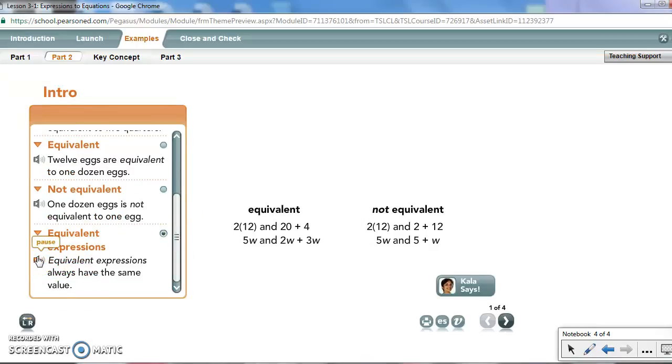Equivalent expressions always have the same value. So 2 times 12 and 20 plus 4 are both equal to 24. 5W and 2W plus 3W is the same as 5W. Over here, 2 times 12, which is 24, and 2 plus 12 are not the same. And 5W and 5 plus W are not the same.